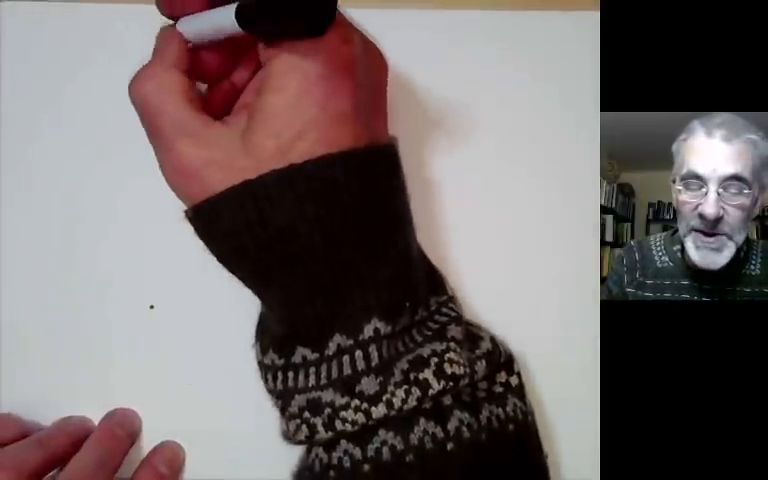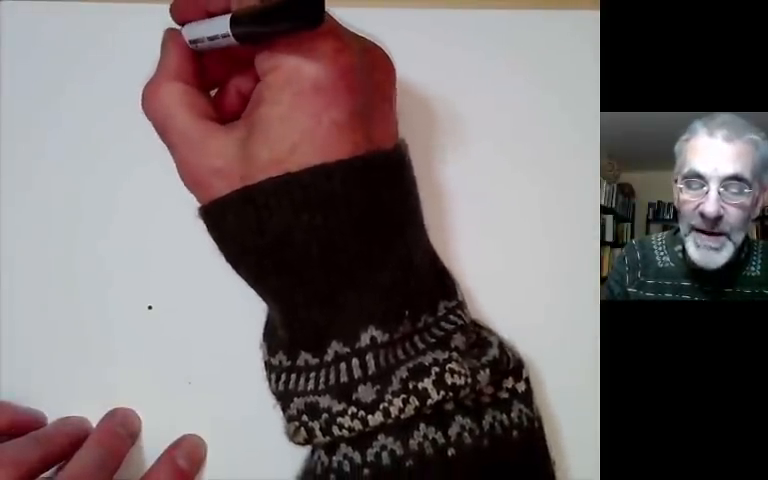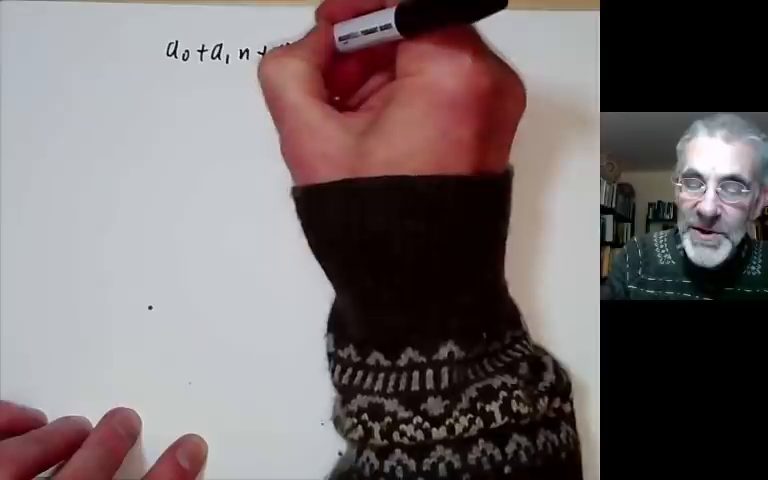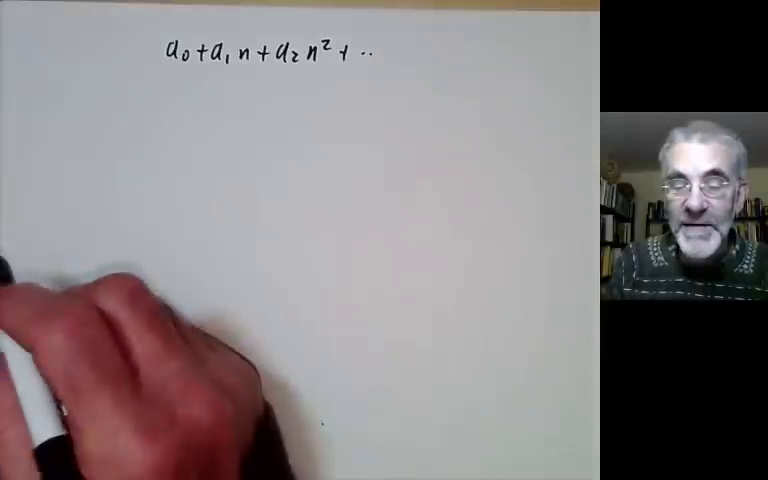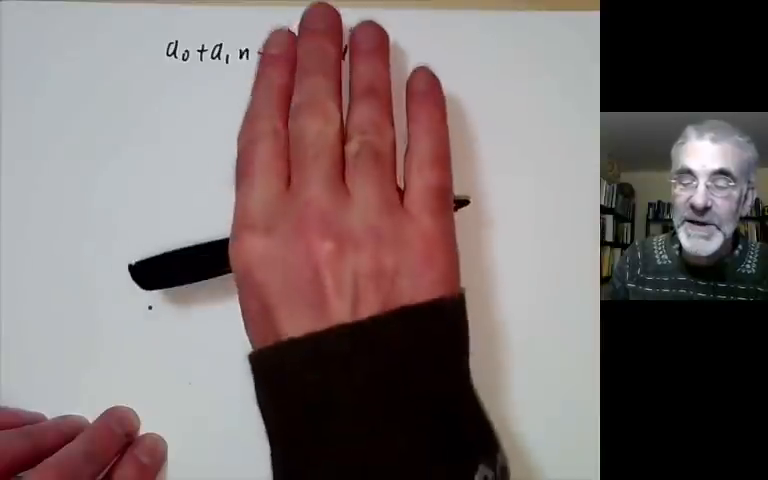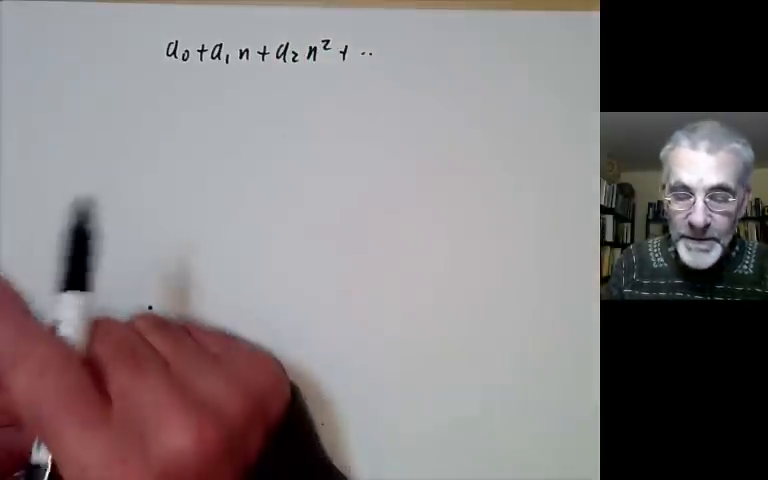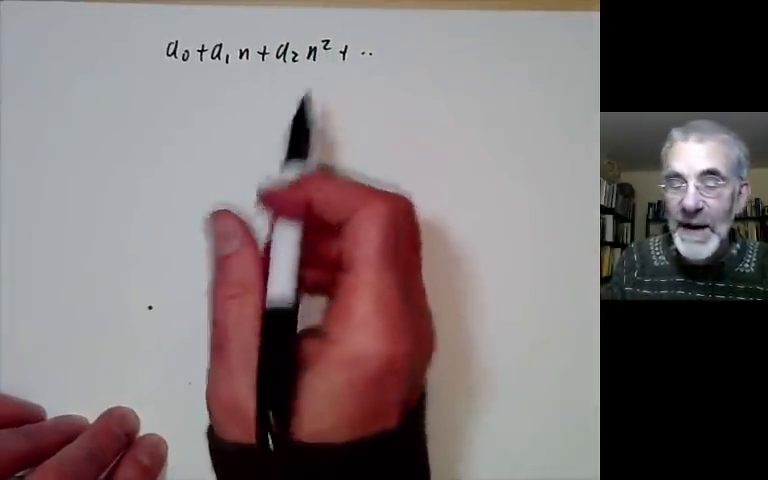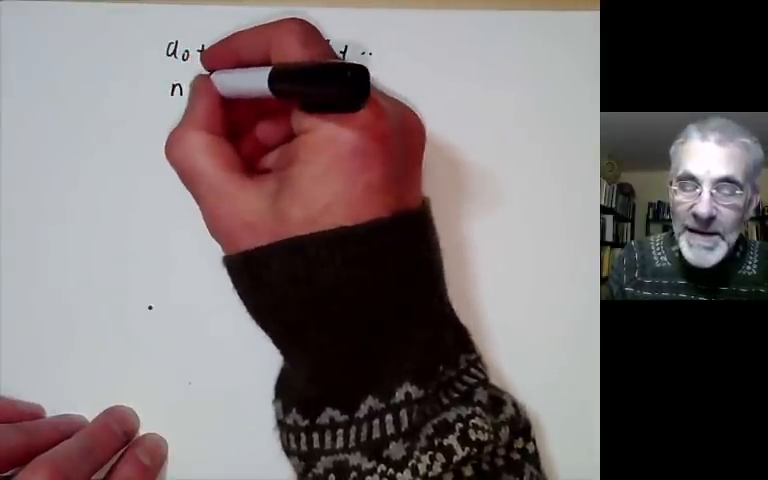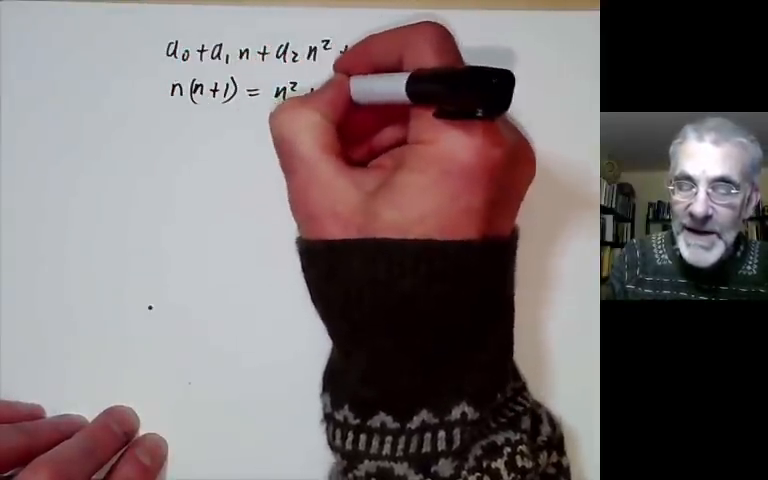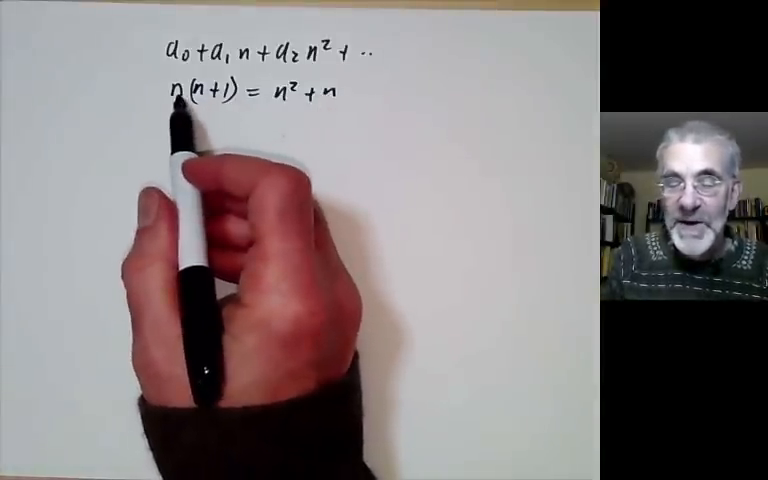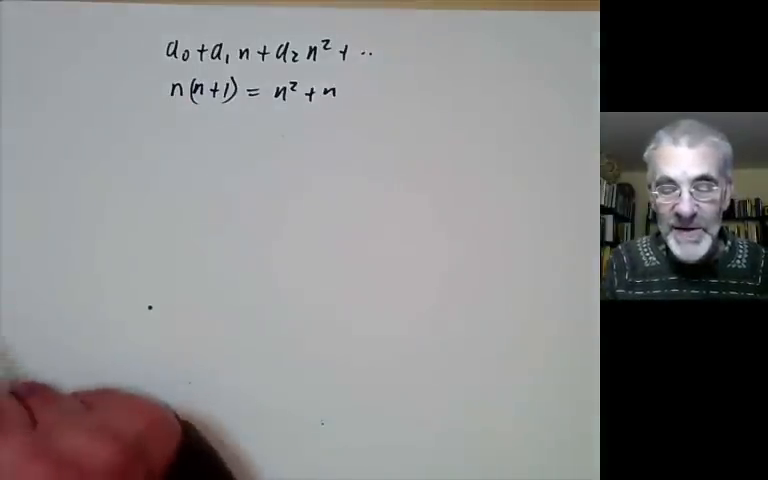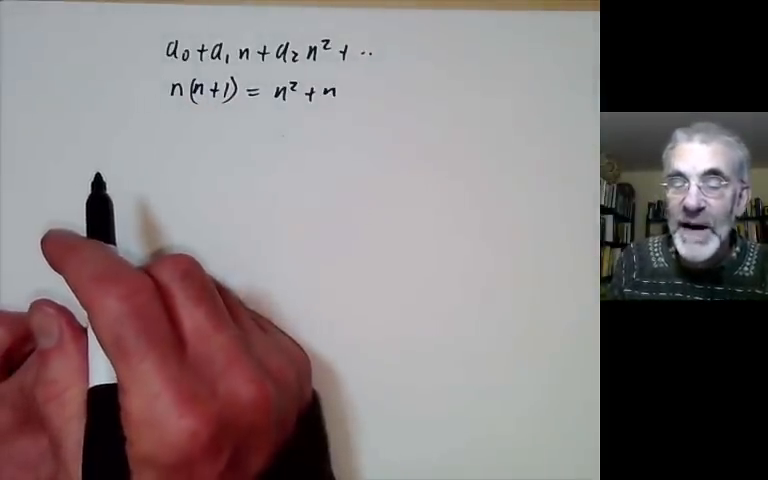Dirichlet's theorem is a special case of the following more general theorem. Suppose you take a polynomial a0 plus a1n plus a2n squared and so on, and ask, does this polynomial represent infinitely many primes? So Dirichlet's theorem is the special case of polynomials of degree 1. And the answer is sometimes no. For instance, if we take the polynomial n times n plus 1, which is n squared plus n, obviously this can't represent infinitely many different primes because, except for a few special values of n, it factorizes as n times n plus 1. So we should say the polynomial can't factorize.